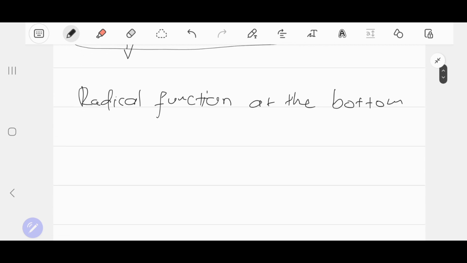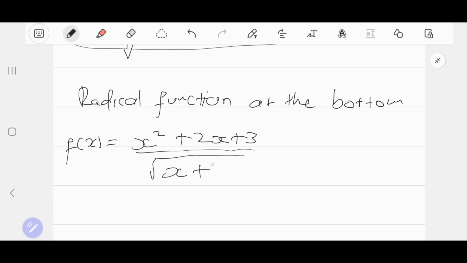Okay? So the example that I'm going to make is this one. f is equal to x squared plus 2x plus 3 divided by this one. The most important thing here, people, is that this one is our polynomial function, and then the bottom part is our radical function.